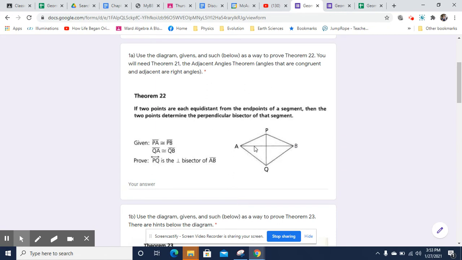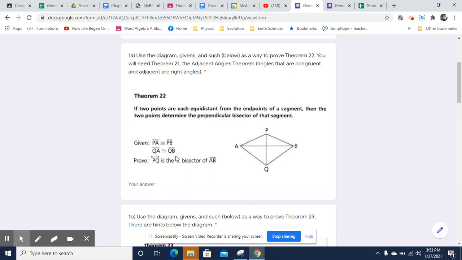And what that means is that this segment and this segment are the same length. They're congruent to each other. And these angles are right. So this segment is perpendicular to this, and it splits AB. So we know PA and PB are congruent, and we know QA and QB are congruent. That is information that's given to us.